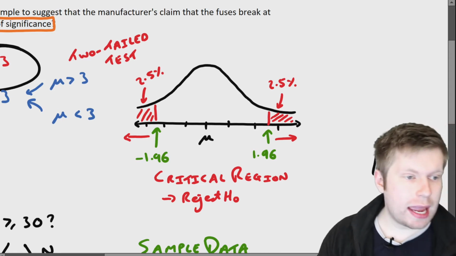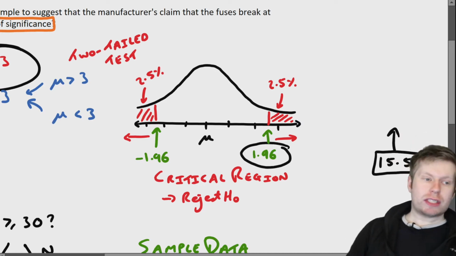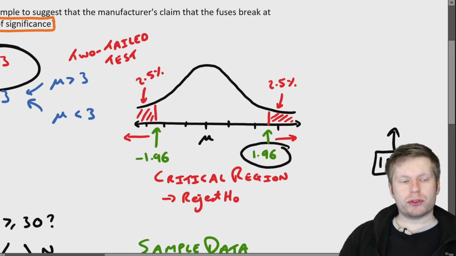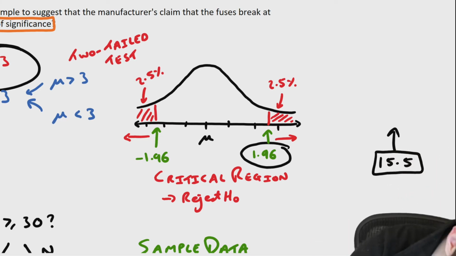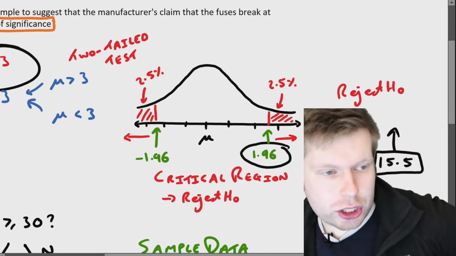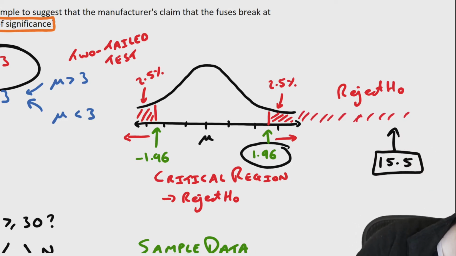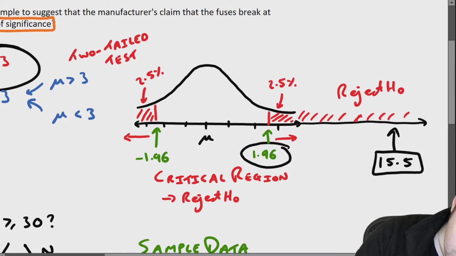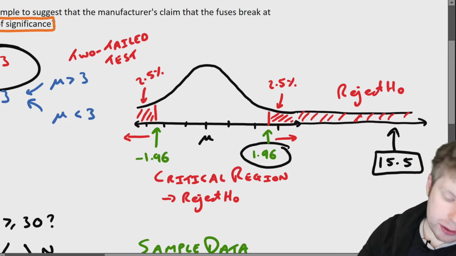15.5 lies well out over here. It's way beyond the 1.96 units of standard deviation where my cutoff value, my critical value, was. So in that case, I reject the null hypothesis, because if you notice, my critical region extends all the way down here as well. My critical region is basically the region in which I reject the null hypothesis.